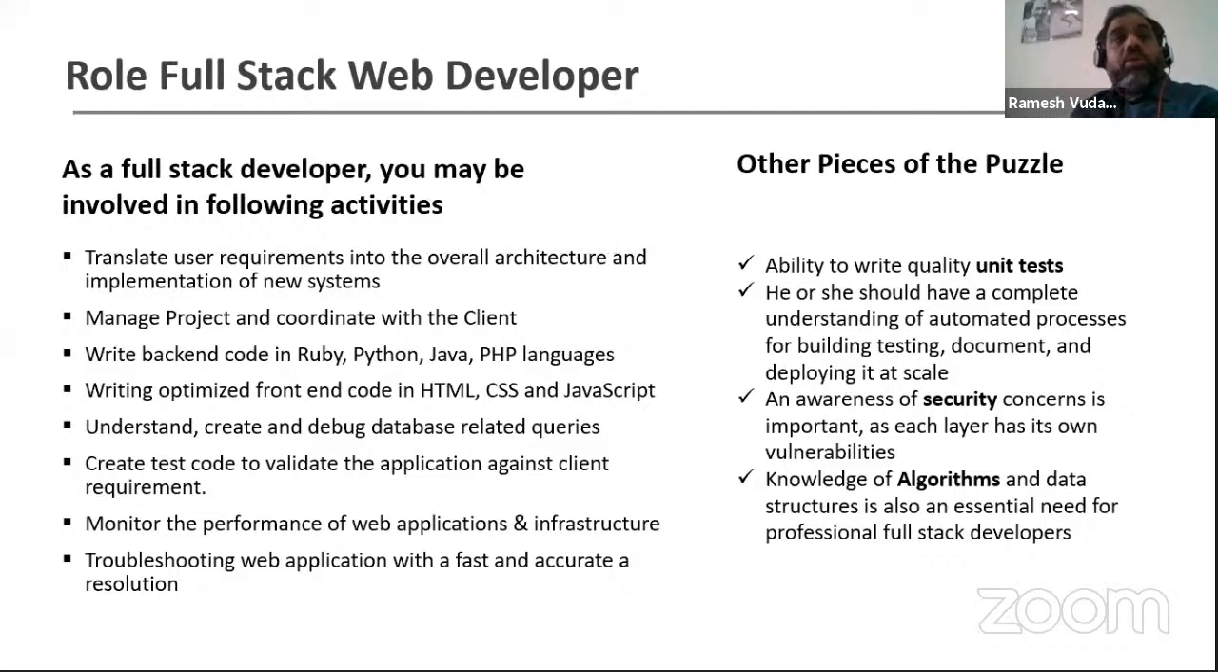Why? Full stack developers handle end-to-end. So they can create a simple standard data architecture. They are able to manage and coordinate with the client. So typically, they reduce the dependency on multiple teams. They write backend code either in Ruby, Python, Java, PHP. Write optimized front-end code in HTML, CSS, JavaScript. So you are writing this code. When you are doing this, you can say that you are a full stack developer.